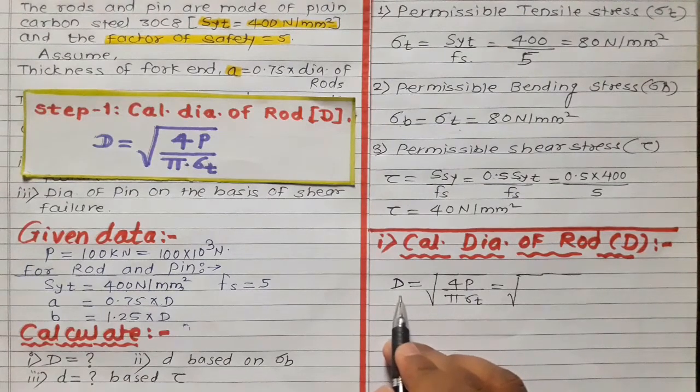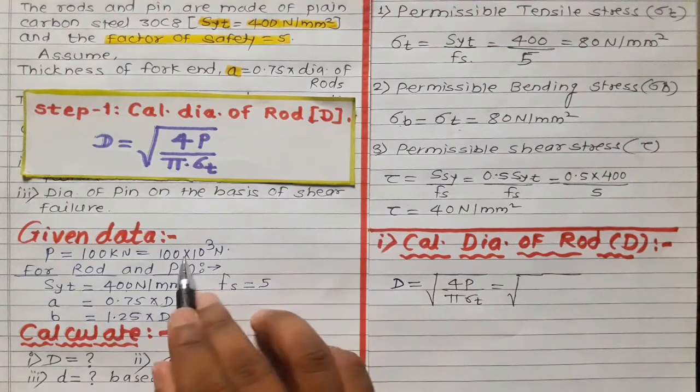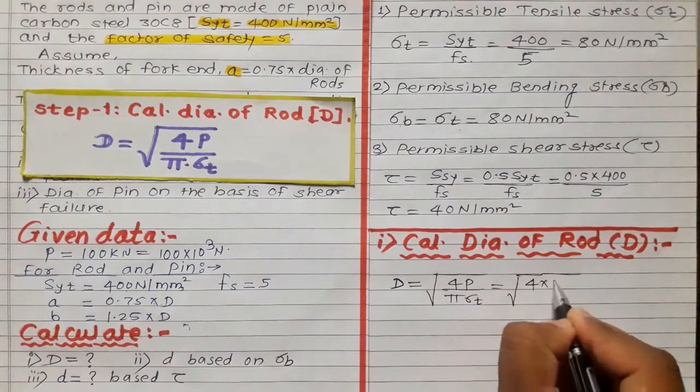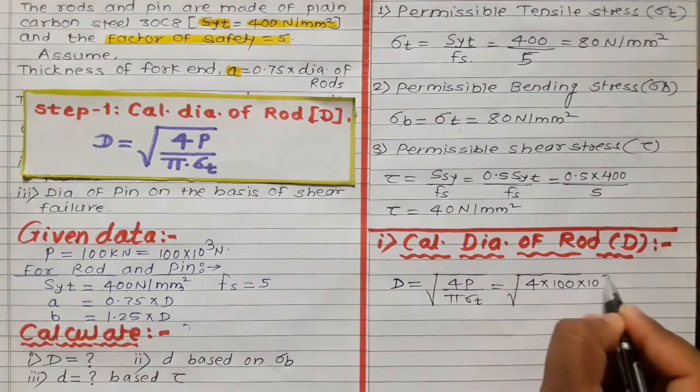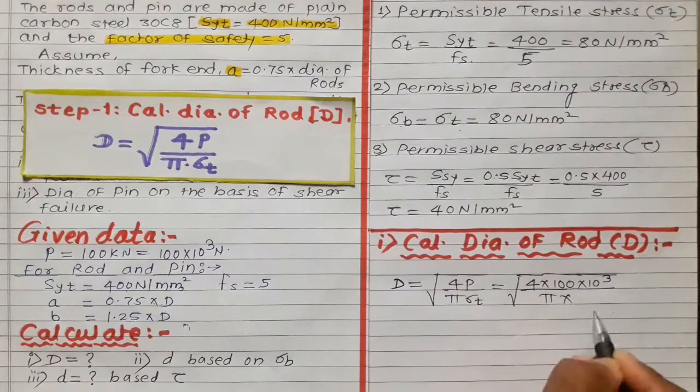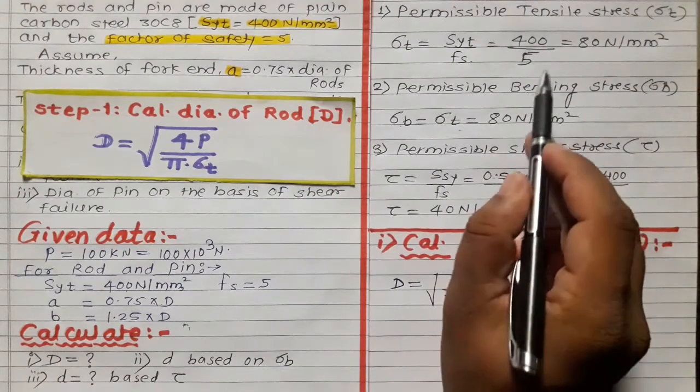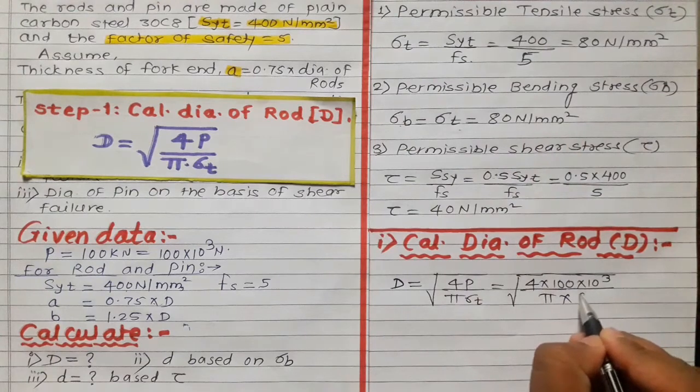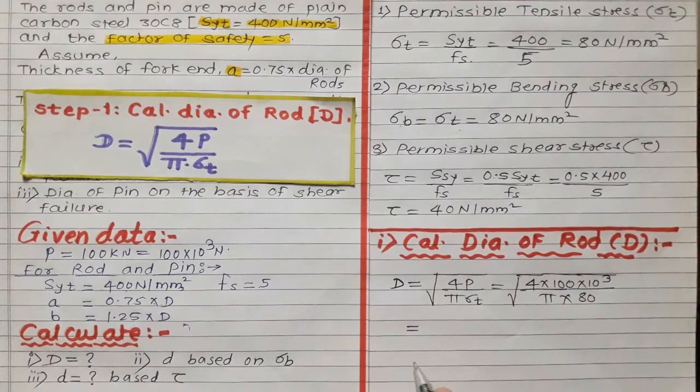So let us put these values and find out this diameter of rod. So this is the equation to find out the diameter of rod, capital D, under root 4p upon pi into sigma t, where p is given 100 into 10 raised to 3. So let us put this value. So 4 into 100 into 10 raised to 3 upon pi into permissible tensile stress. Its value is 80 Newton per mm square. So sigma t is 80, and let us calculate this diameter of rod. So if you calculate this, the diameter of rod answer will be 39.89 mm. So from the manufacturing consideration we have to round up this value. So let us select the value of this diameter of rod as 42 mm.